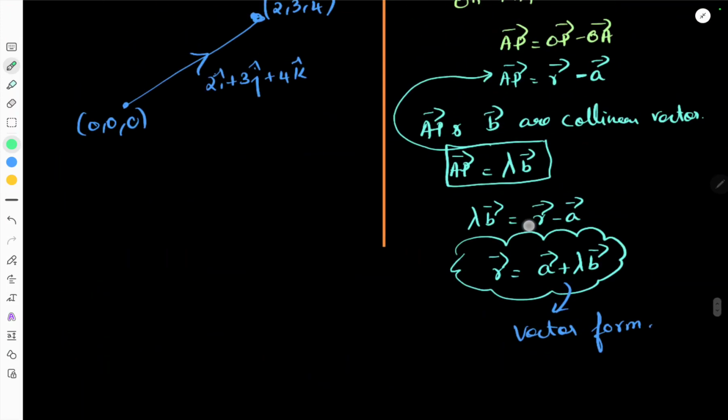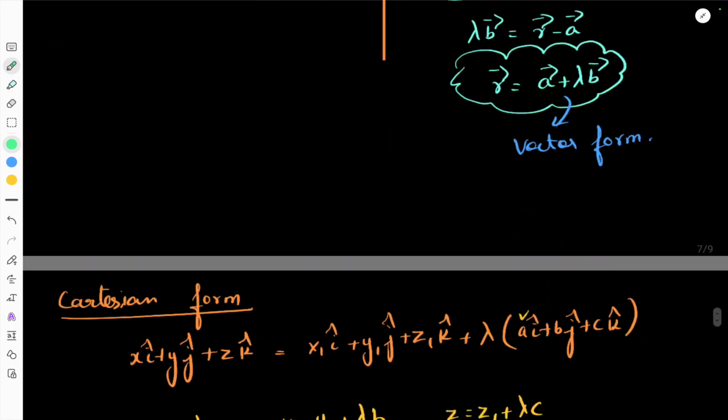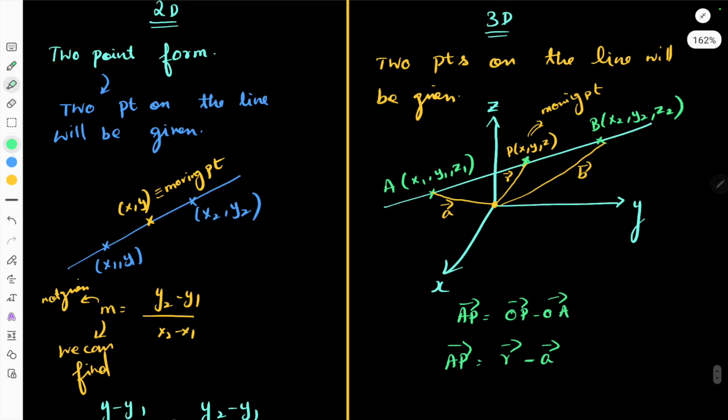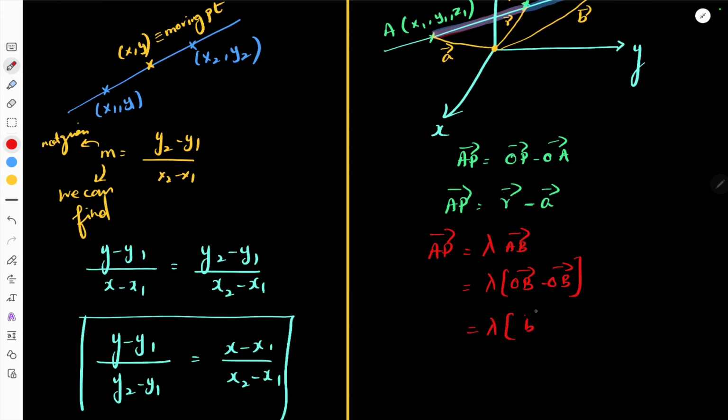Now here we have written AP vector as some lambda times B vector, because that B vector is parallel to the line, and here we are not having any parallel vector. So what I can do here is, if we just compare AP vector and AB vector, just the magnitude is changing, which means I am able to write this AP vector as some lambda times AB vector. So now AB vector is nothing but OB vector minus OA vector. So OB vector will be equal to B vector and OA vector is A here, so B vector minus A vector.